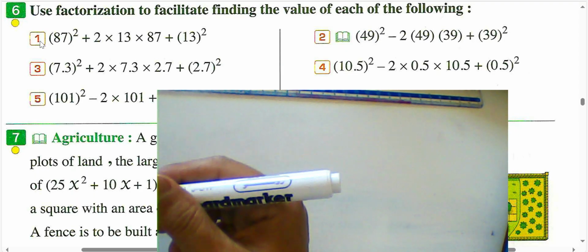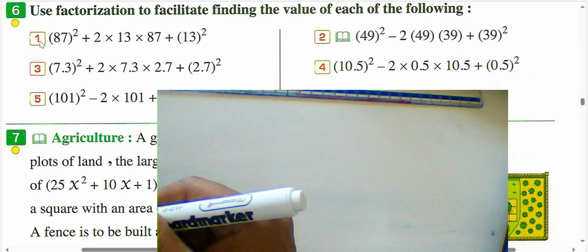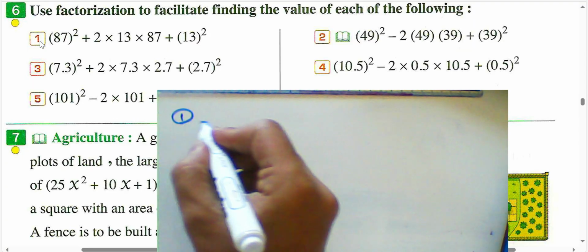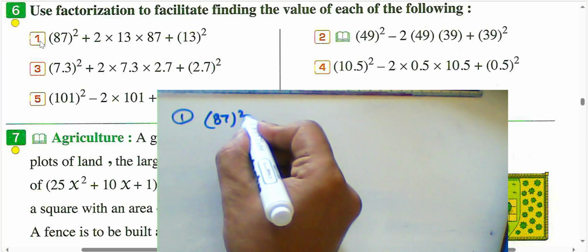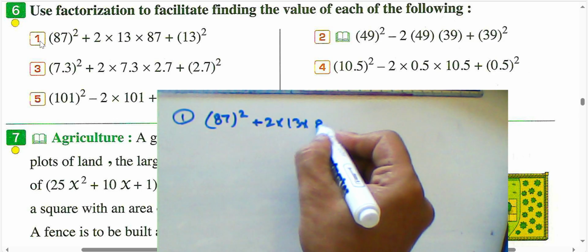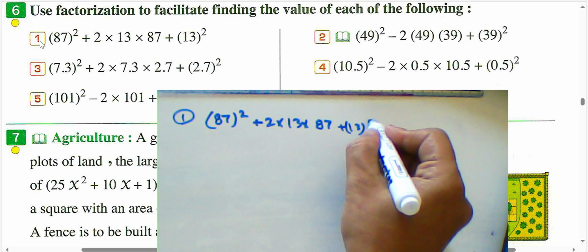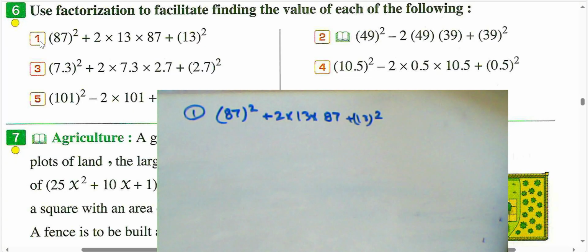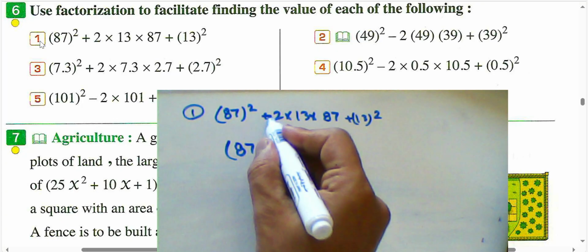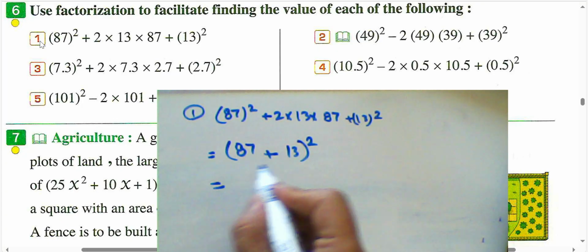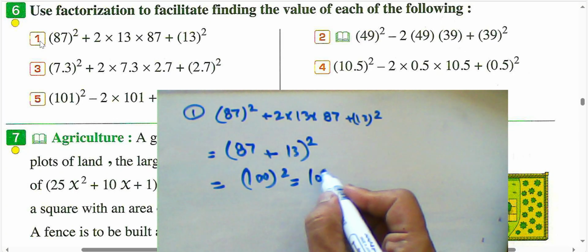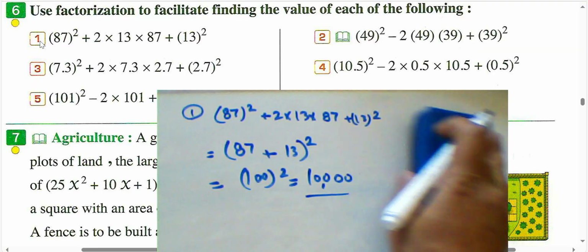Question number 6. Use factorization to calculate and find the value of each of the following. Number 1: 87 power 2 plus 2 times 13 times 87 plus 13 power 2. We can write the square root of the first, the square root of the third, and the sign of the middle, and then power up. We can add together, it will be 100. 100 power 2 is 100 times itself, it will be 10,000.